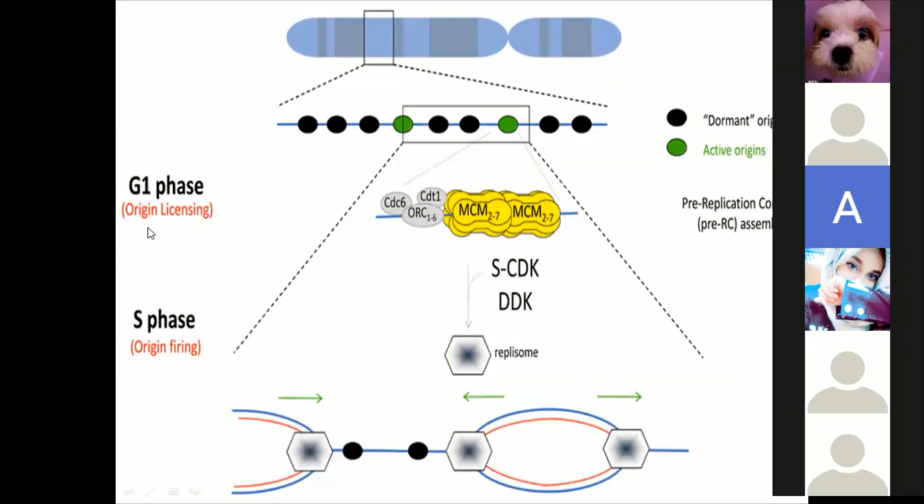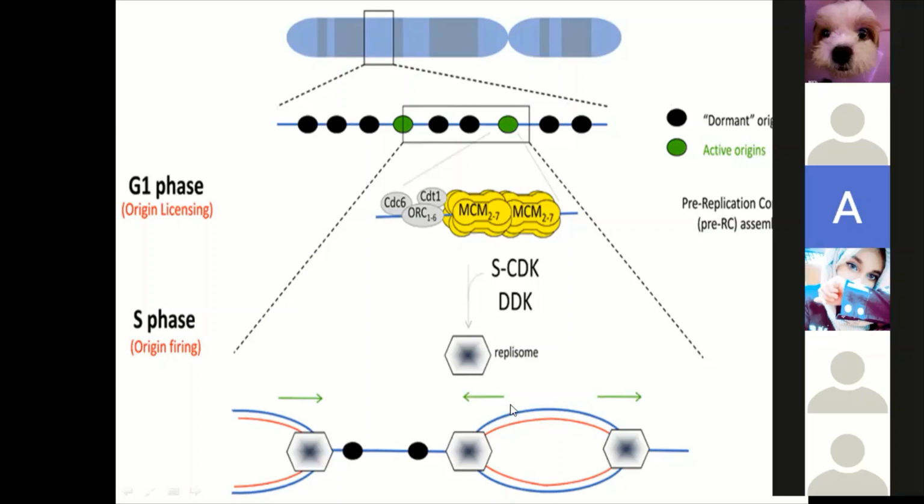In G1 phase, there is origin licensing. G1 phase will not allow replication of DNA, so these origins remain dormant here. Then these origins become active origins. Okay, there are very few active origins when the cell is in G1 phase. When the cell comes to S phase, the synthesis phase, that is when the pre-replication complex forms here.